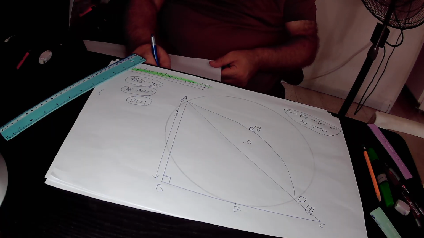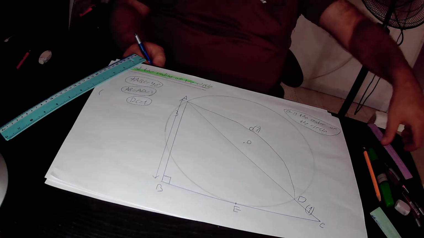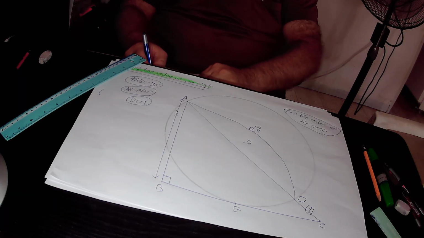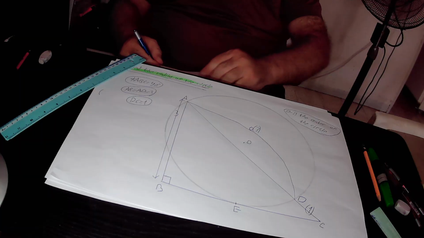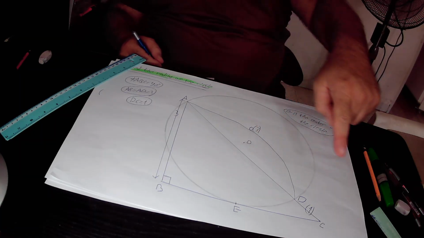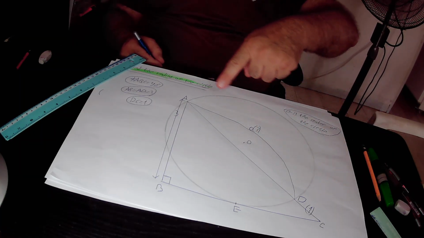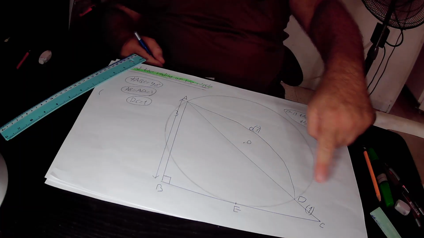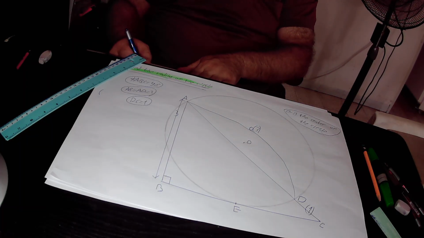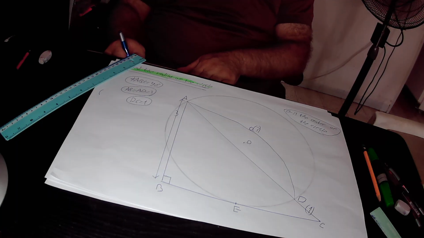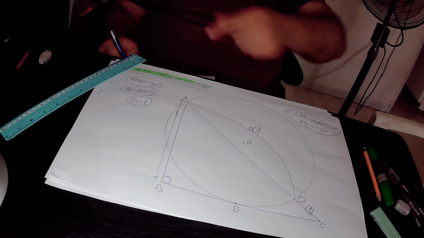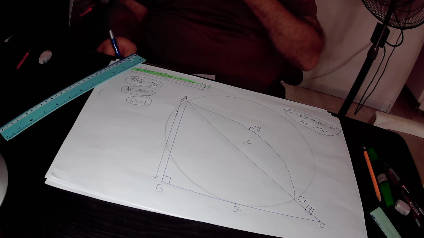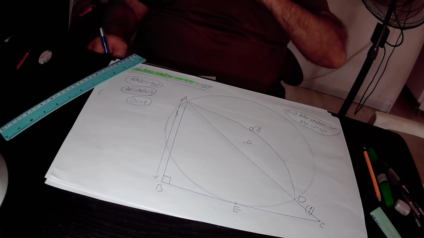According to rule 25, the following equation will be true, that CE square equals CD times CA. Again, CE square equals CD times CA. So write it down. CE square, that is the square of tangent CE, equals CD times CA.